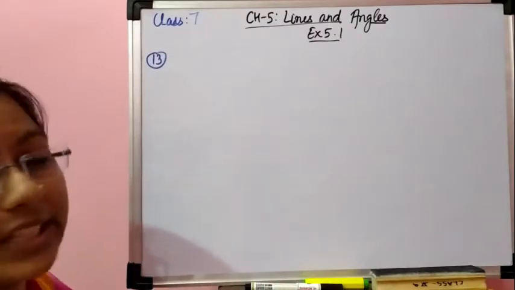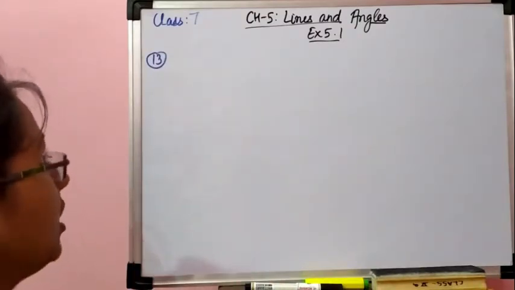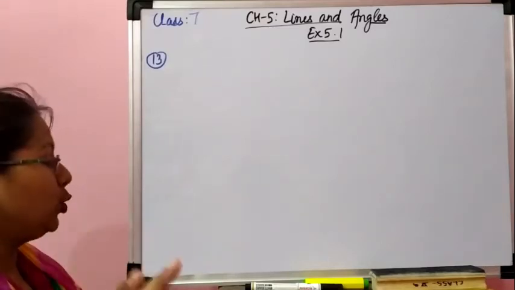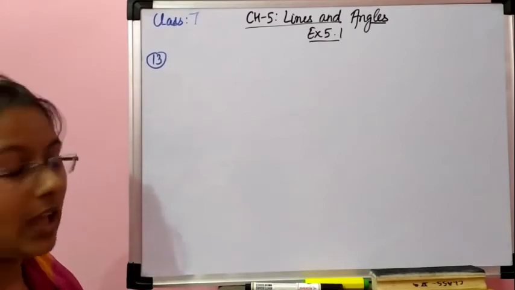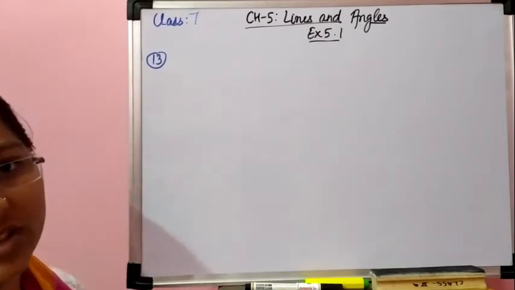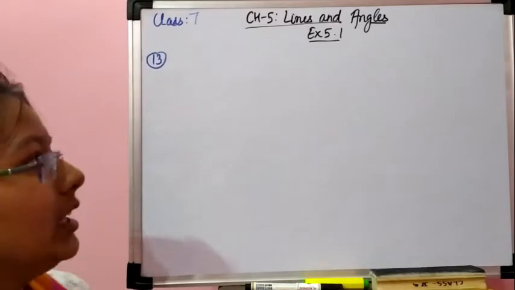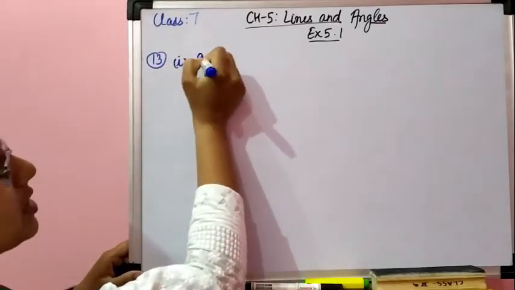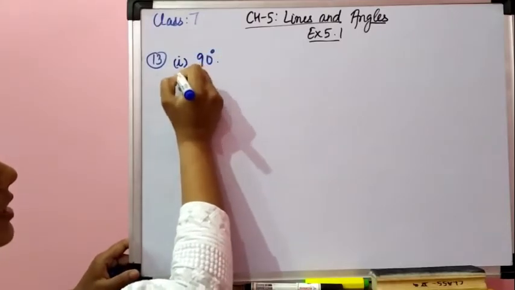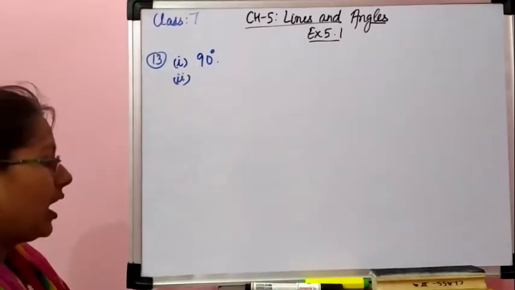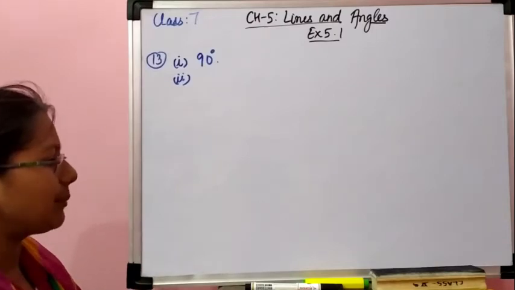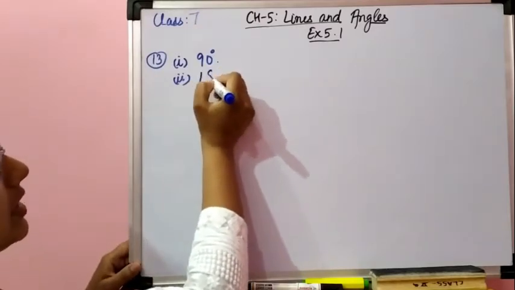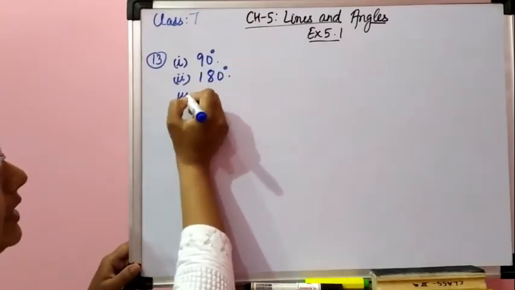Okay, now in question number 13, the question is about fill in the blanks. So let's see what the questions are. In the first part they are saying that if two angles are complementary, then the sum of their measure is... If two angles are complementary, what will their sum be? Definitely it's very simple. Then the sum of their measure should be 90 degree. Now similarly for the next part, if two angles are supplementary, complementary is 90 degree, and for supplementary the sum of their measure should be 180 degree.